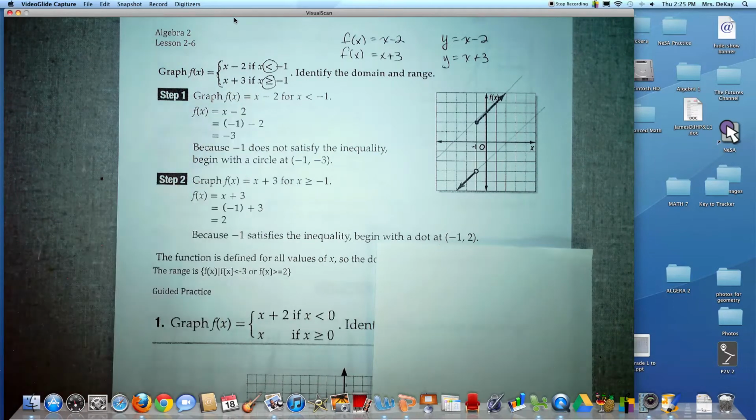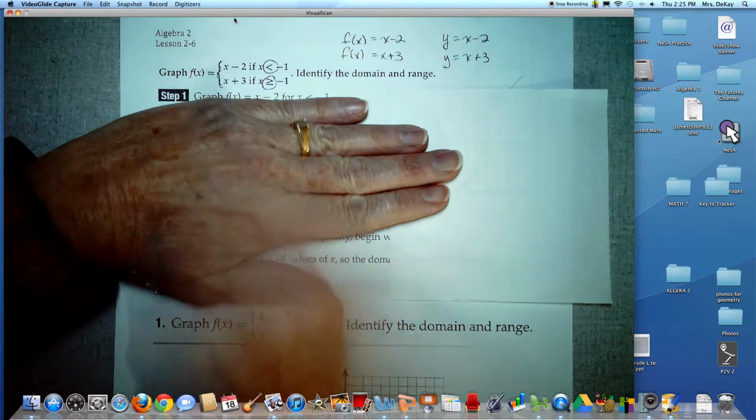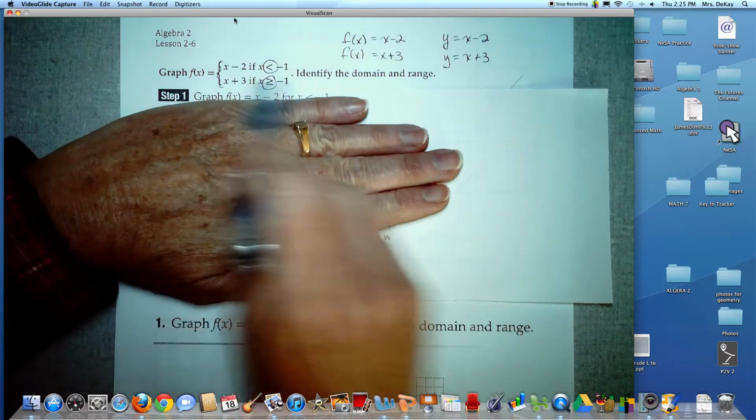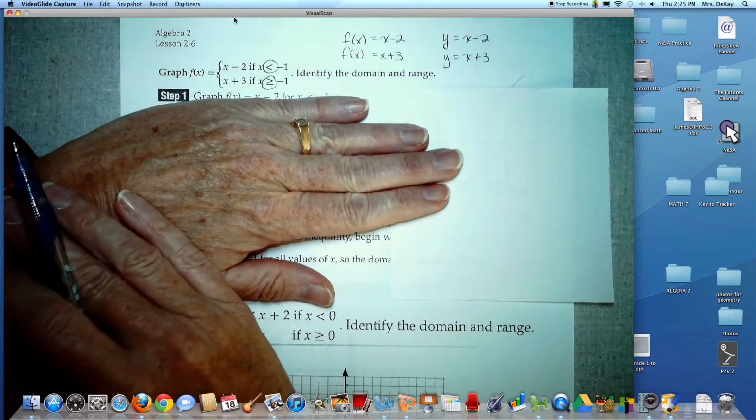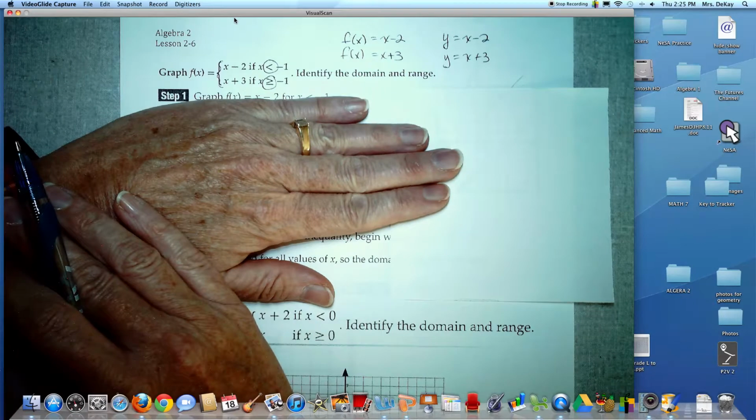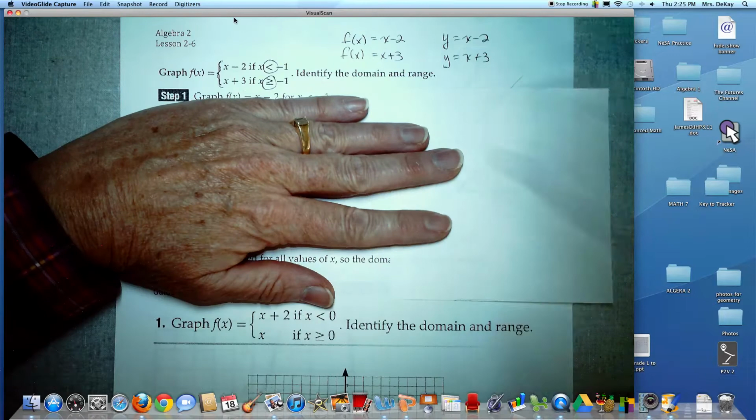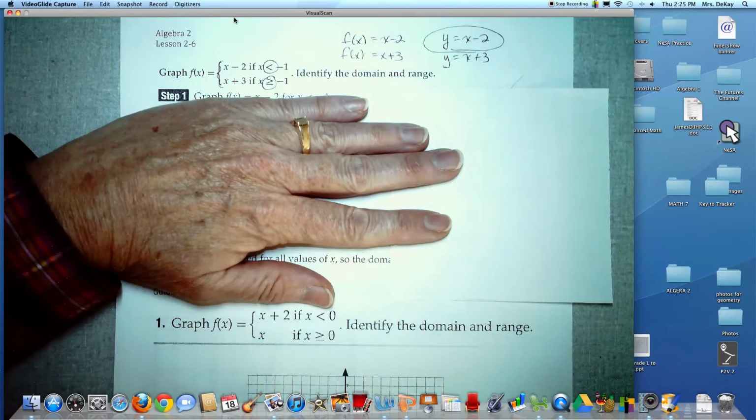So, your job, this is not supposed to be done for us. This is our example. This would be the problem in your book. The problem in your book would say, graph this, and identify the domain and range. So how do we even go about graphing this? You could put it into slope-intercept form. It's in slope-intercept form right now. So how would I go about graphing that?